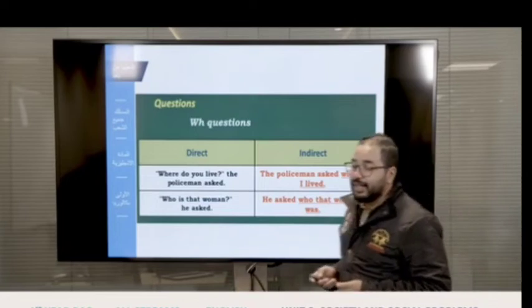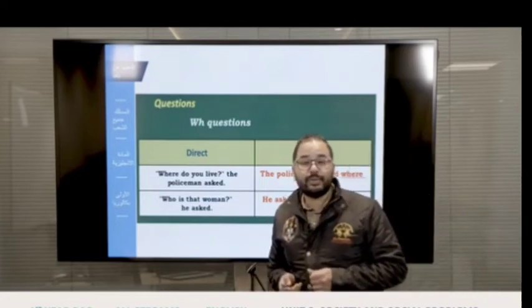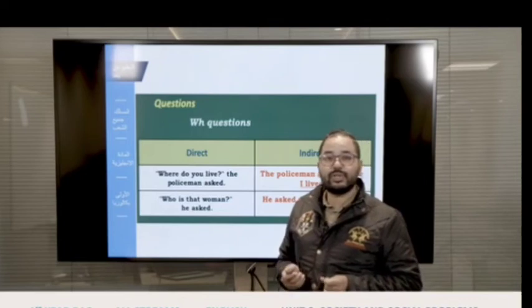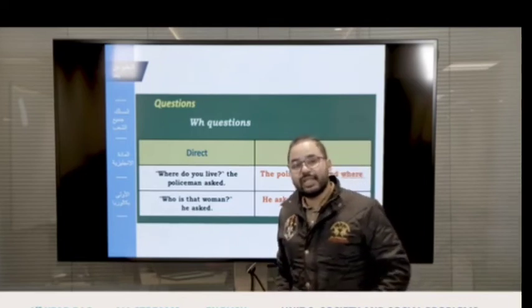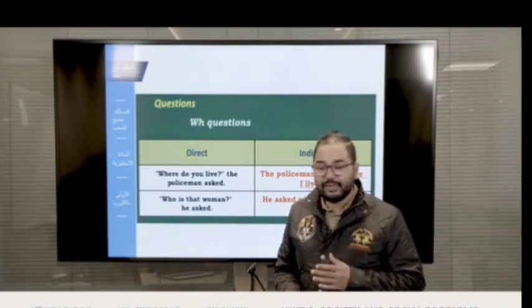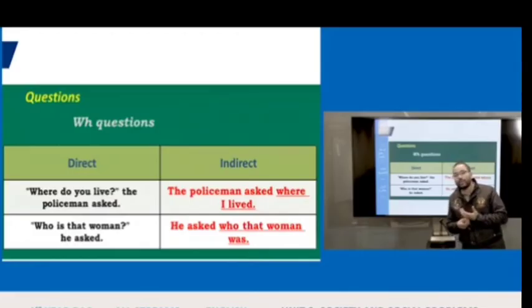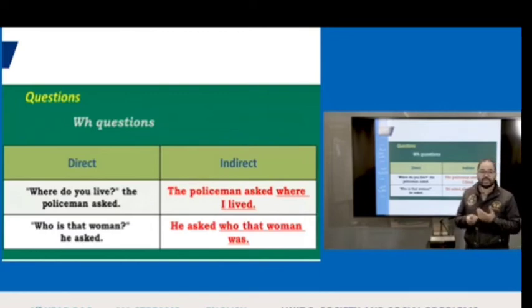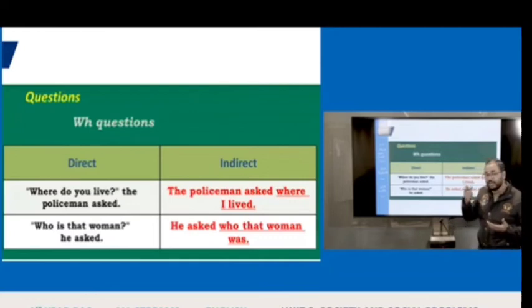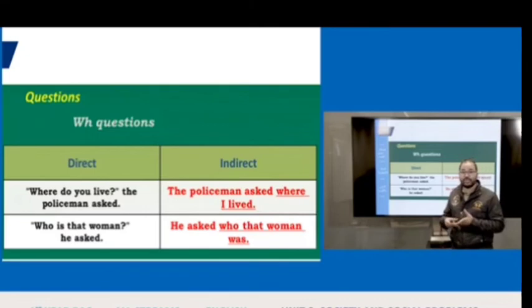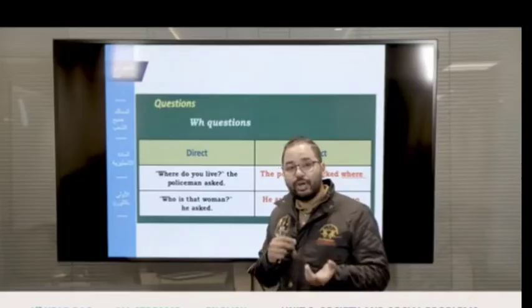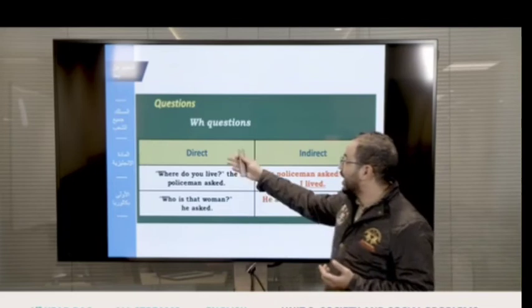Okay, if you still remember the reported speech, we talked about reporting statements, positive and negative. Here we will talk about reporting questions, okay? And we have two types of questions, WH questions and yes/no questions. WH questions are the questions that start with a question word, like what, where, when, who, how, okay? So there is a W and H in each question. So they have a special way to report questions. Here we have direct and indirect.